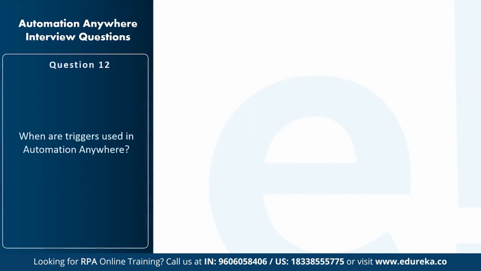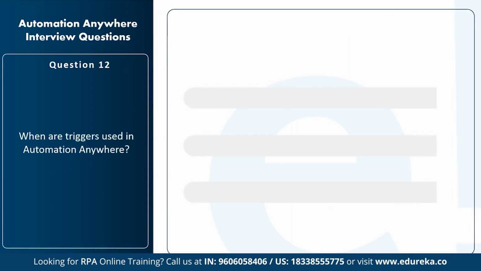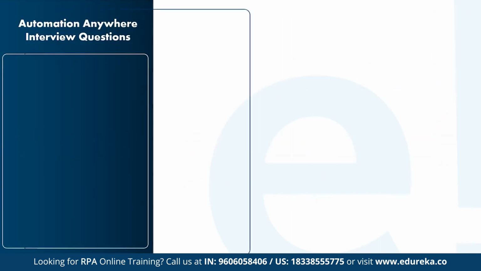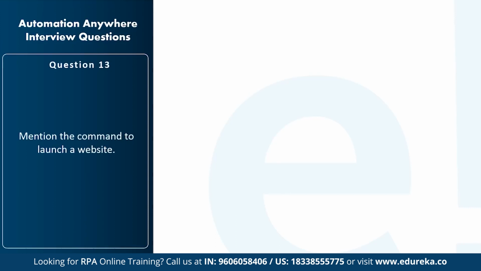Now let's move forward with our next question, that is, when are triggers used in Automation Anywhere? Well, the triggers are used in Automation Anywhere to launch the manager by clicking on the triggers in the main window, to add, delete or edit the triggers provided by the features, and to enable or disable the triggers. So these are mainly the three usages of triggers, that is to launch the manager by clicking on the triggers in the main window, to add, delete or edit triggers provided by the features, and to enable or disable the triggers.